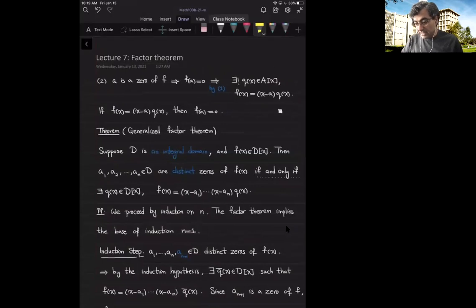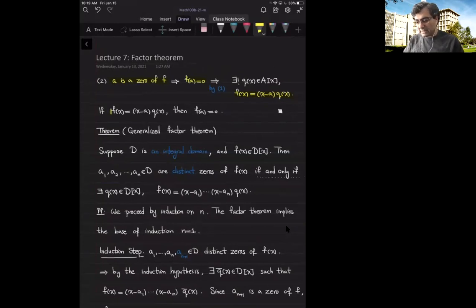If a is a zero of such a thing, then by definition, it means f of a is zero. But we just showed that f of x is x minus a times the quotient plus the value of f at a. So this means we have this quotient, and we can write down f as x minus a times the quotient.